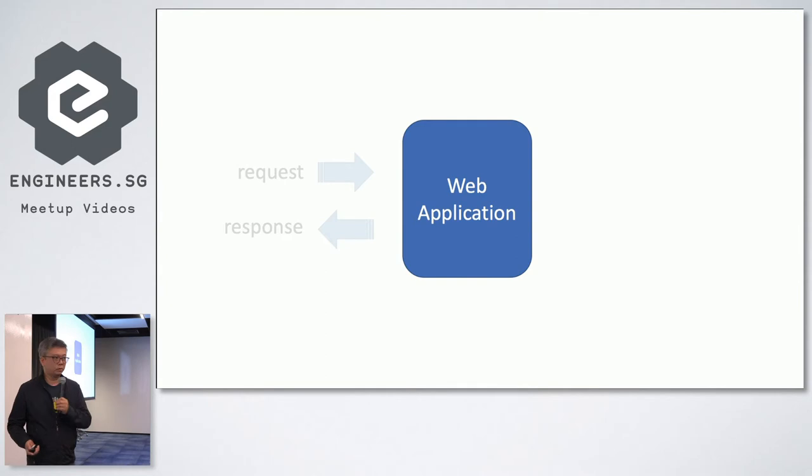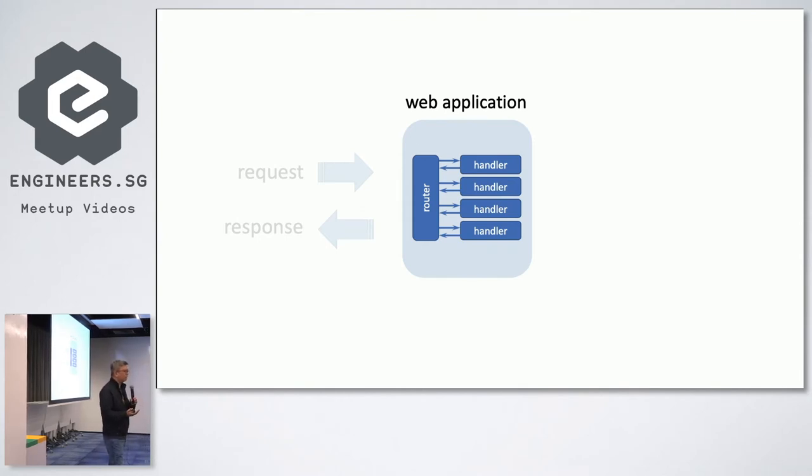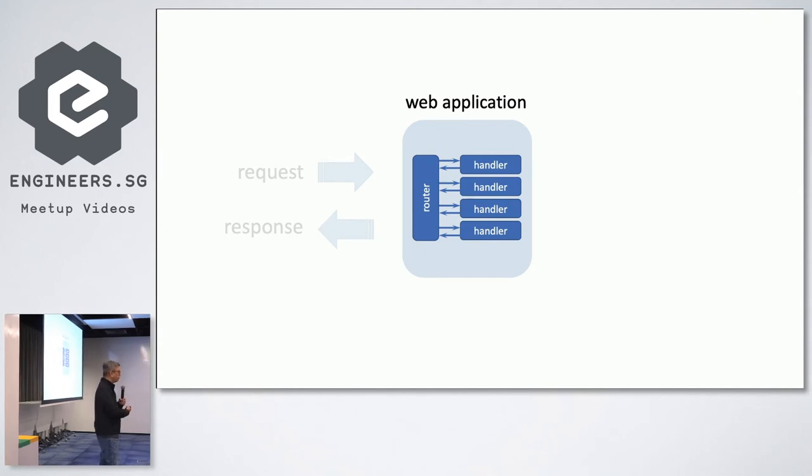How about a web application? Web applications generally work this way. You have a router or multiplexer or whatever you call it. This thing takes in the request, and it will route accordingly to different handlers. In different applications, people call them different things. Some would call them actions, some call them handlers. But essentially, it's a handler. Go calls it handler, which is a very convenient term, so I call it a handler as well.